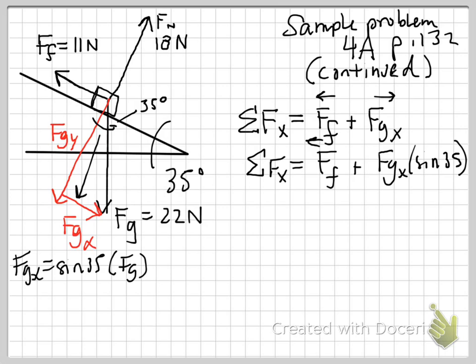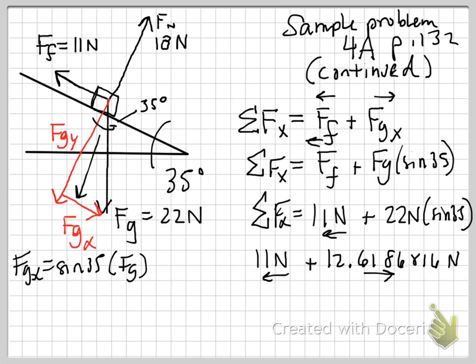So we've rewritten the sum of forces on the x to read force of friction plus F of gx, or F of g rather, times sine of 35. So we're now ready to put numbers in. Again, there are different ways. So here we have sum of forces on the x is equal to 11 newtons up the slope plus 12.6186, etc. newtons down the slope.